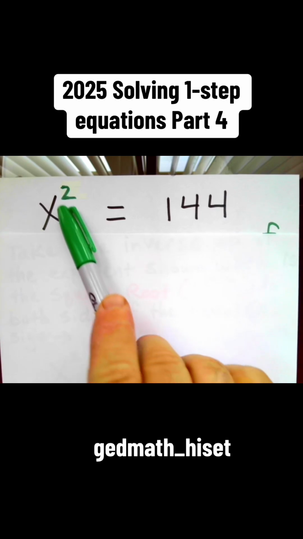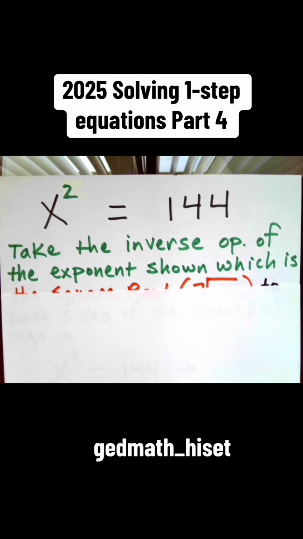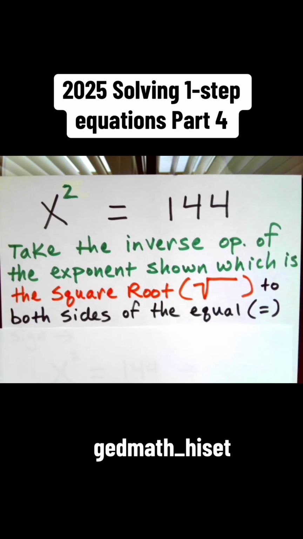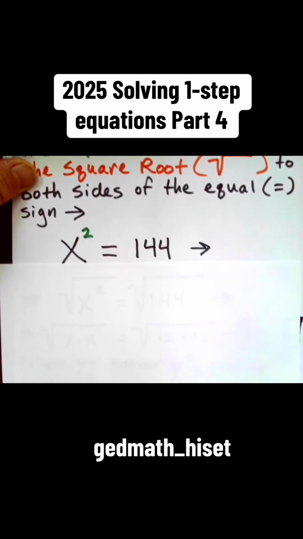Is x all alone here? No. And you won't have an answer for x until x is all by itself on one side of the equal sign. And so I'd like to show you now how to do that. What is the inverse of an exponent? Well, it's a radical or a square root, both meaning the exact same thing. So you want to take the inverse operation of the exponent, which is a square root or radical, in order to free up the x. You want to do that to both sides of the equal sign. Both sides of the equal sign. Let's go ahead and take a look at what that looks like now.